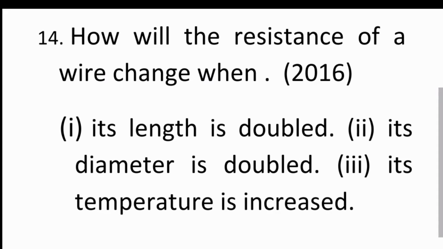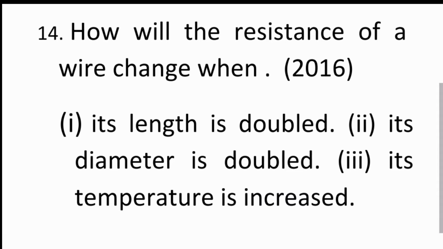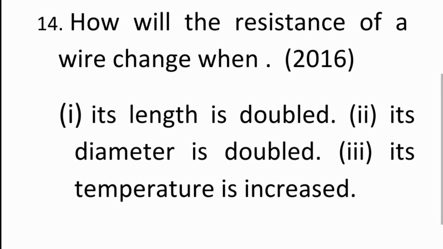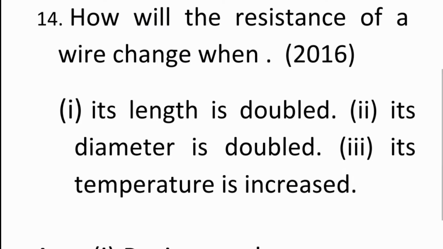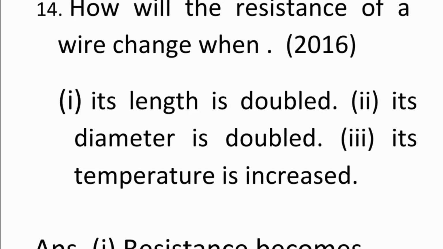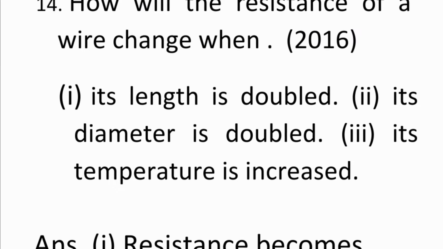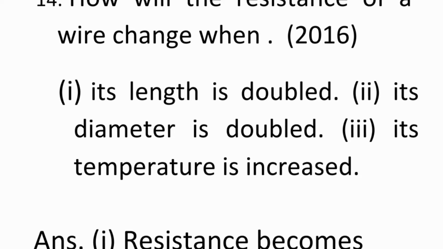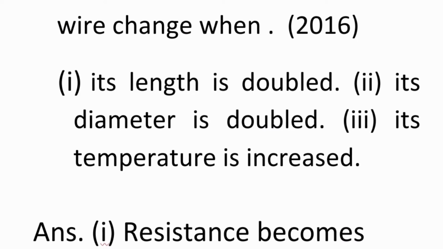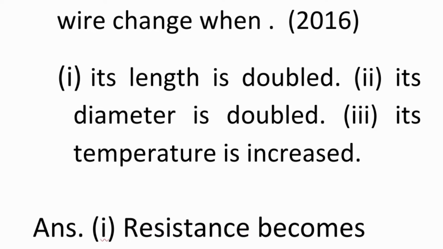The first question is asked in the year 2016. The question is, how will the resistance of a wire change when its length is doubled, its diameter is doubled and its temperature is increased? Here we have to write down the three cases in which the resistance of the wire changes. So what is the first case?